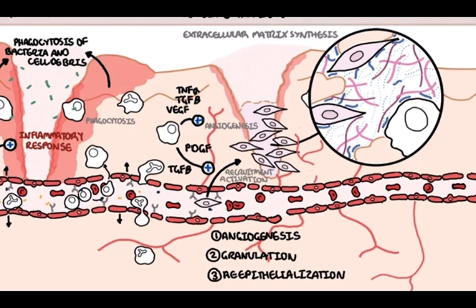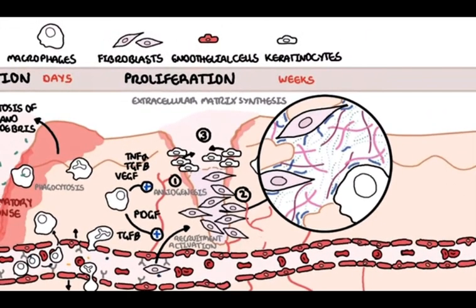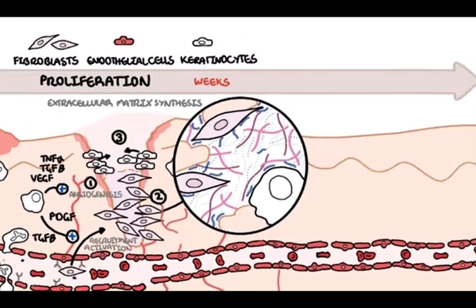The third is re-epithelialization. After the provisional matrix has been formed, the surrounding keratinocytes will facilitate re-epithelialization by proliferating and migrating across the damaged area to re-establish barrier function.